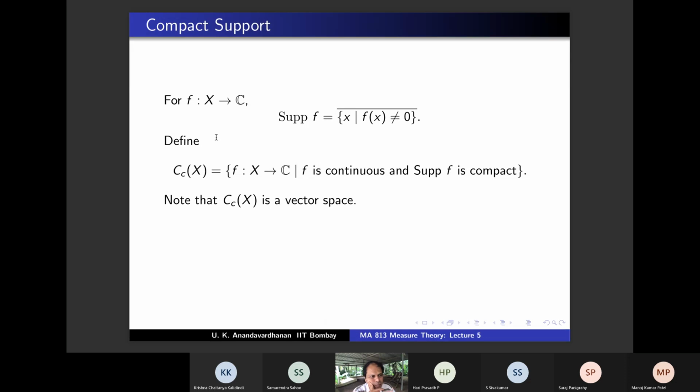Okay, so keep this in mind. And is this a vector space? If two functions are continuous, of course the sum is continuous, and a scalar multiple is also continuous. And what about support? If f and g have compact support, is it true that f plus g has compact support? Scalar multiplication of course has compact support, but is it true that f plus g has compact support?